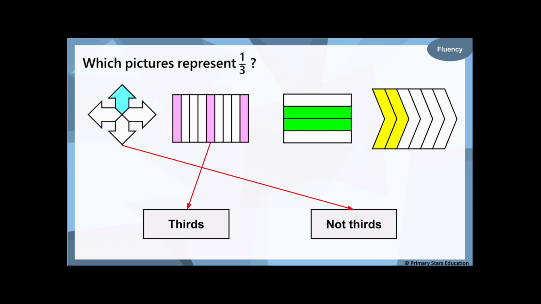Is the next shape thirds? No. It's not thirds. 1/2 of this shape has been coloured. And lastly, the arrows. There are 6 pieces to this arrow. 2 of them have been coloured yellow. Therefore, they are thirds.